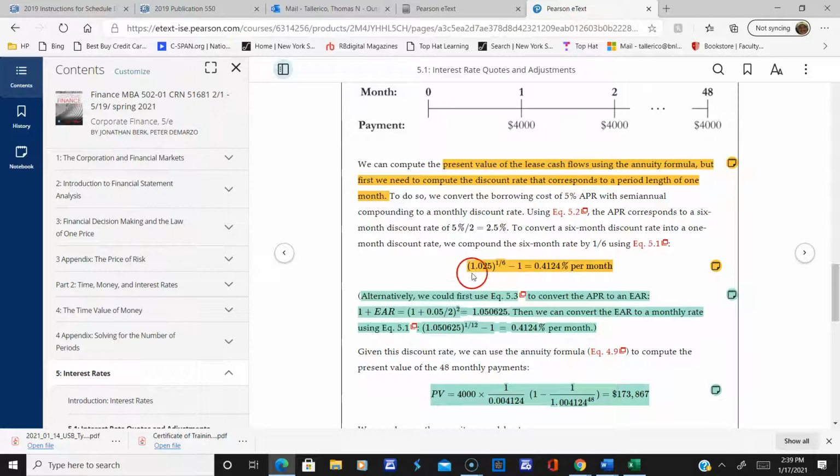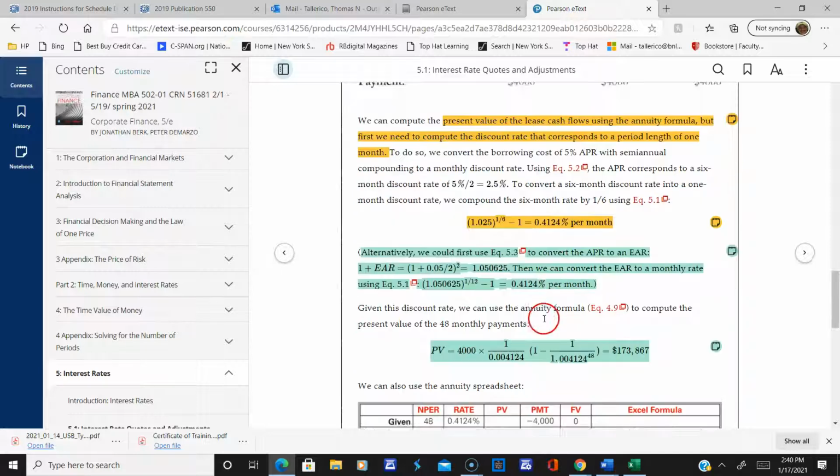Now there's another way of looking at this. We could have used equation 5.3 up there and converted the 5% to an effective annual rate. So this is where it gets even a little more confusing. I could have taken that 5%, divided it by 2, and then squared it. And that corresponds to an effective annual rate of 5.0625%. Then we can convert the EAR to a monthly rate, again using equation 5.1. And you can see it comes out the same way.